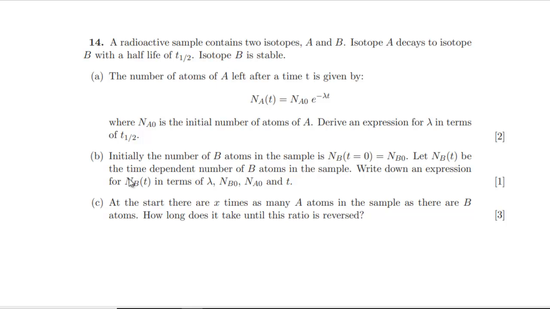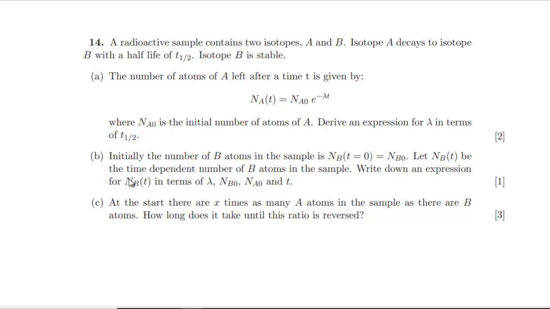Right, so we've got now a radioactive sample with 2 isotopes A and B. A decays to B with a half-life of T1/2. B is stable. The number of atoms of A left after time T is given by that. Derive an expression. Oh, right, okay, we've got to derive the decay constant.